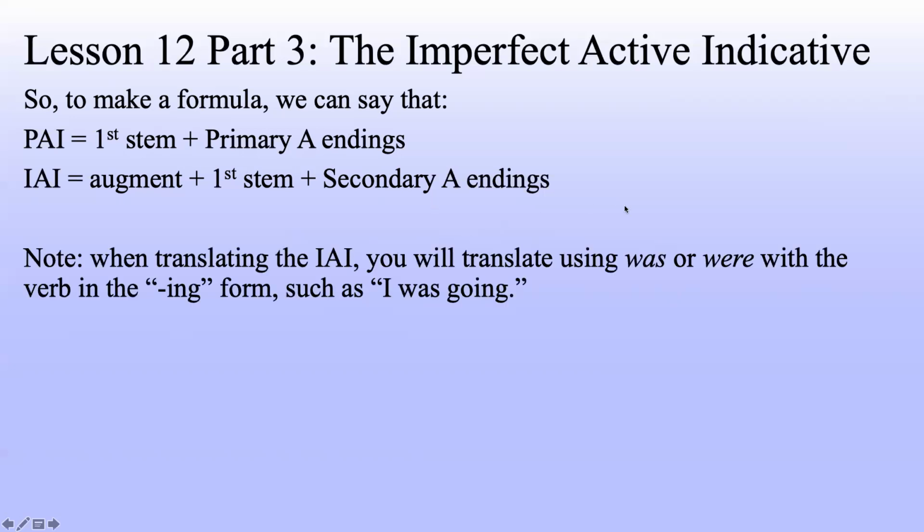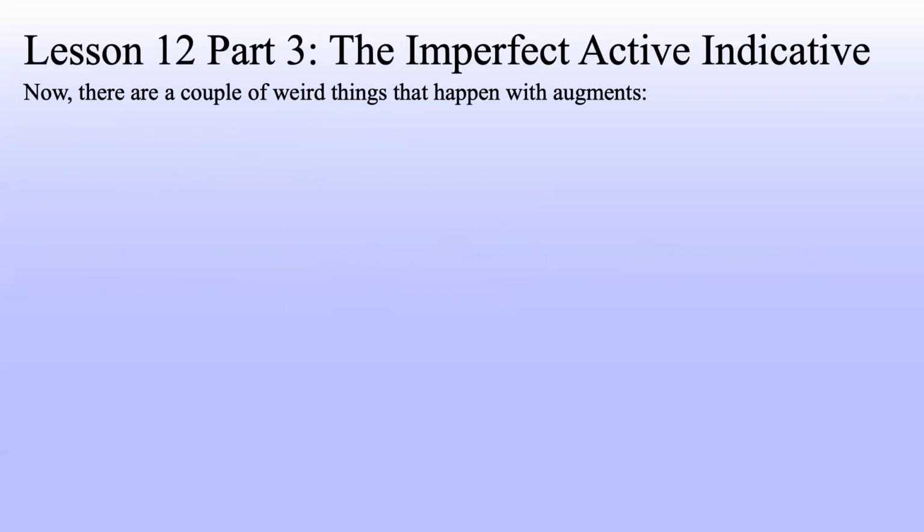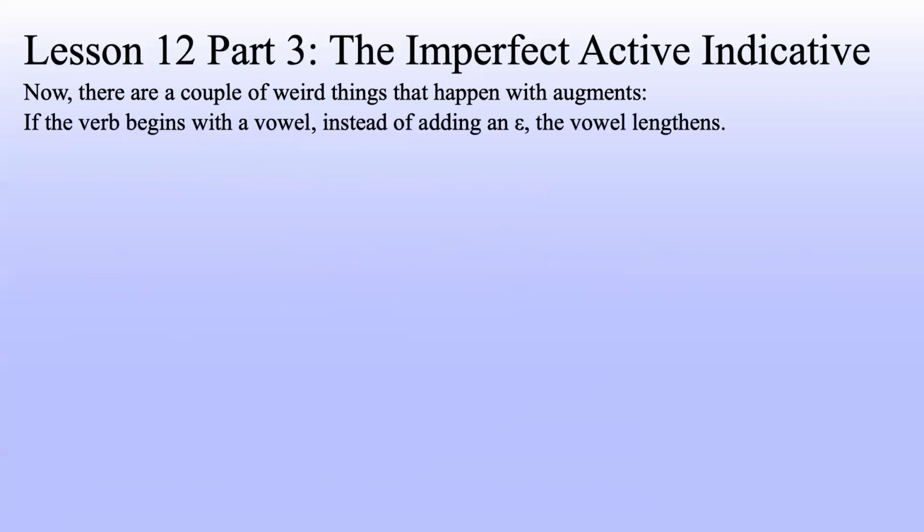Note, when translating the imperfect active indicative, you will translate using was or were with the verb in the ing form, such as I was going. Now, there are a couple of weird things that happen with augments. This is one of students' favorite things. It's actually not too bad if you pay close attention to what's going on, but if you don't get this idea firmly in your mind, it can be confusing for a long time. So try to really grasp this concept here.